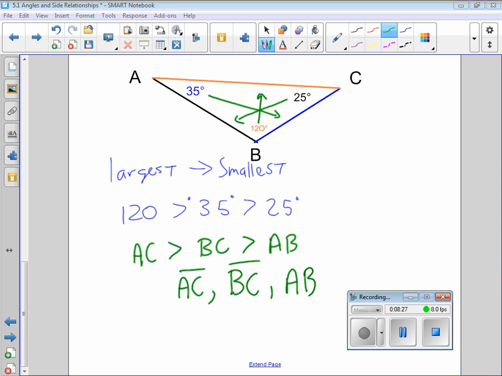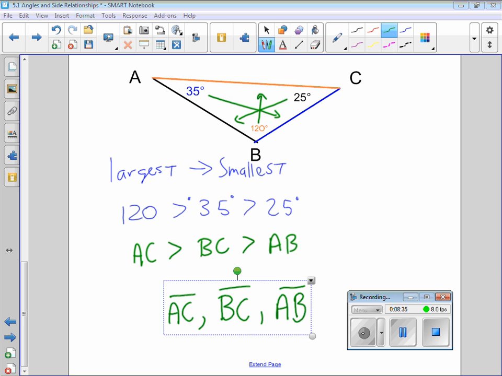And that's ordering them largest to smallest. I just put it as a list with the commas in there. Now take a look at the difference here. The one here, the letters don't have a bar above them because I'm saying they're measures.